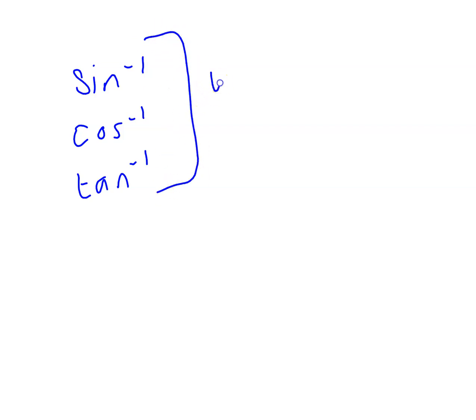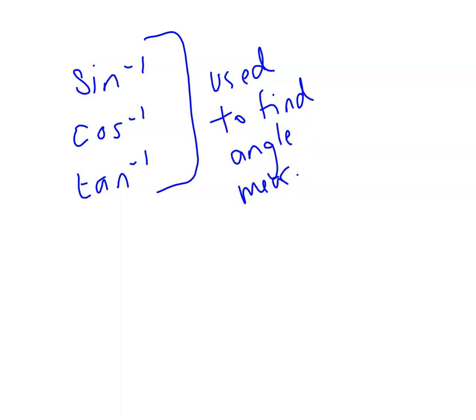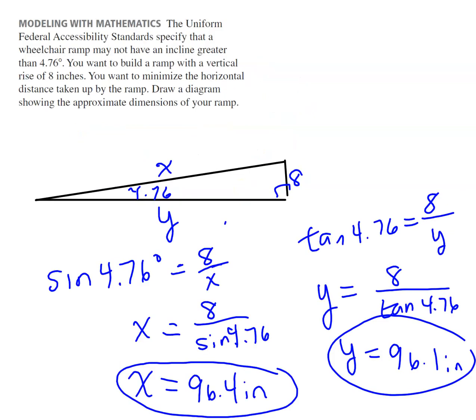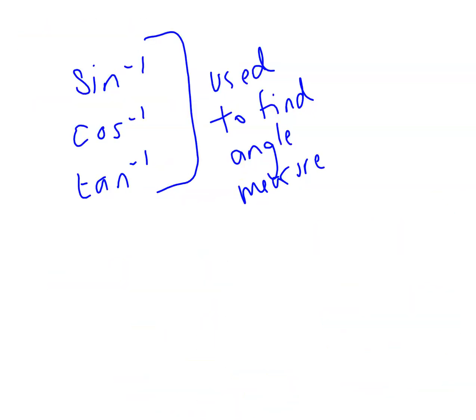Okay. Those are the examples for today. What I want you to remember is you only use the inverse functions, inverse of sine, inverse of cosine, and inverse of tangent, when you're trying to find angles. Used to find angle measures. If you already know the angle measure, then you're using regular sine, cosine, and tangent like we did on this last example.